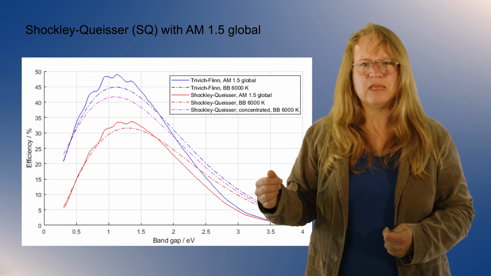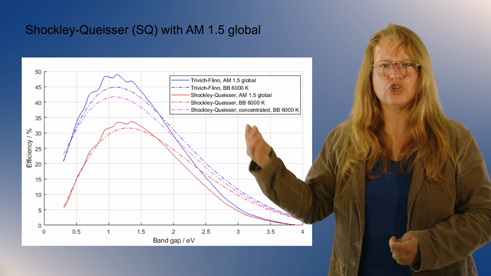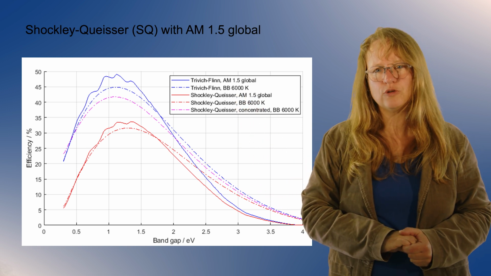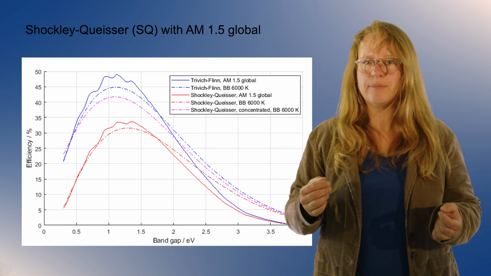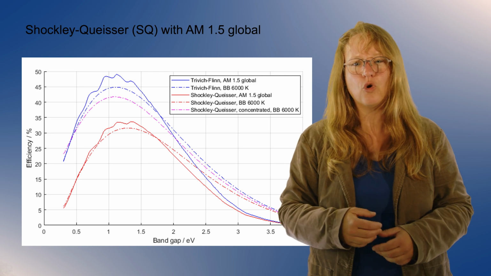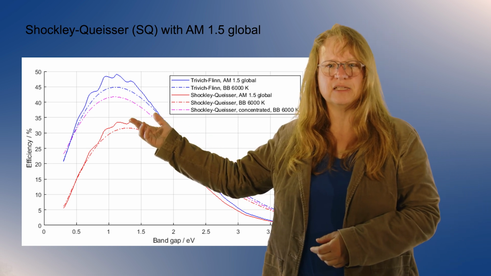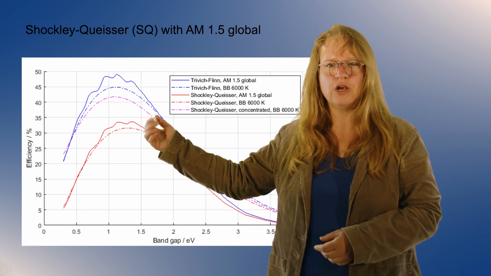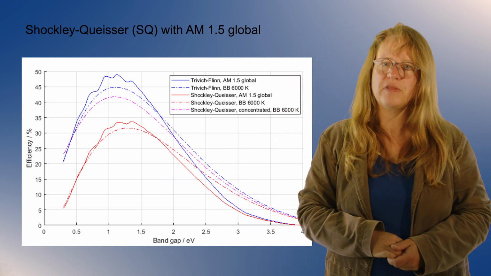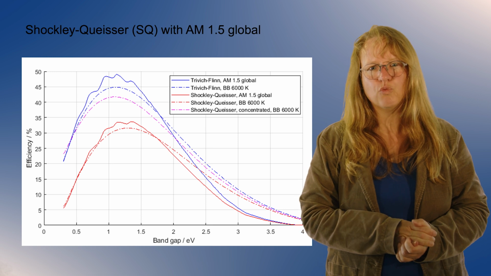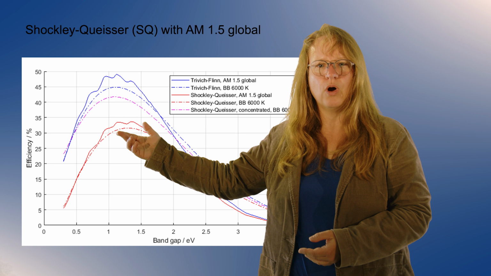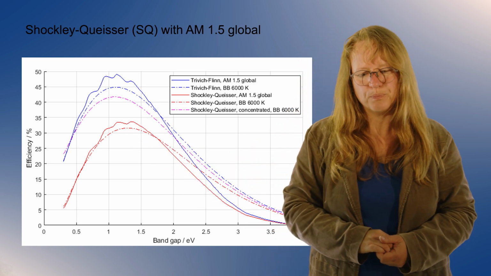Okay, so then here I plot also the Shockley and Queisser result for the AM 1.5 global spectrum. So this I do by running my Matlab code, but instead of handing over the black body radiation, I hand over the AM 1.5 global radiation, and I get this red solid curve here. And again, in comparison to this dashed red curve for the black body radiation at 1 sun for 6000 Kelvin. And also here you can see small differences between the two.